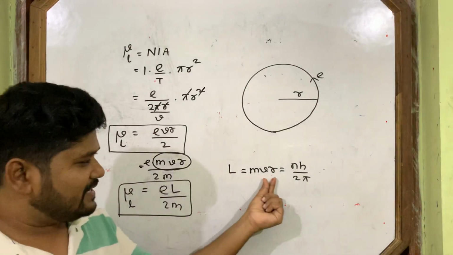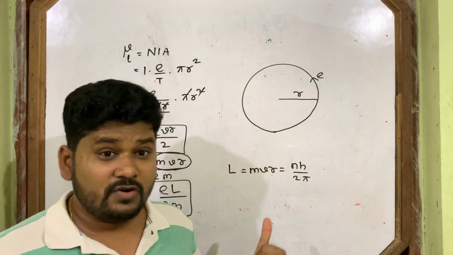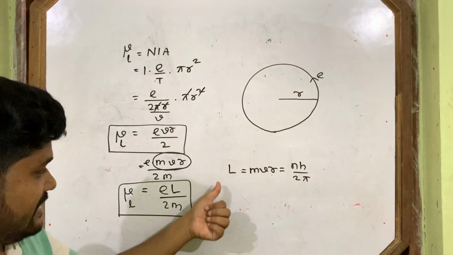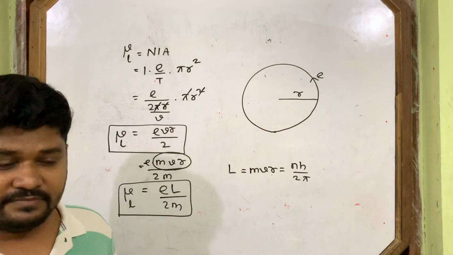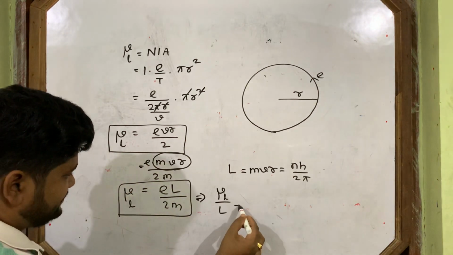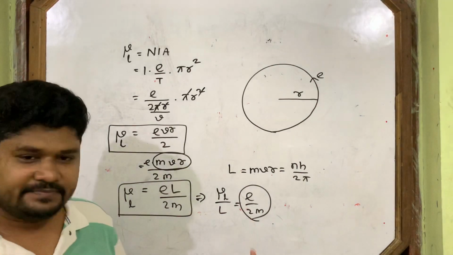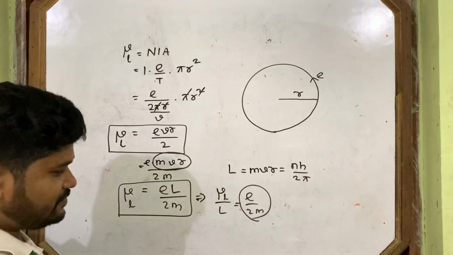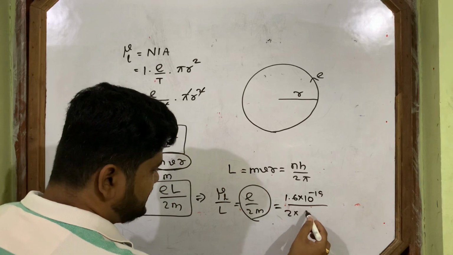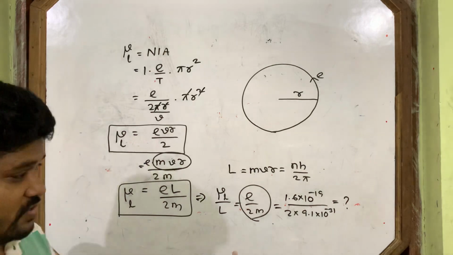Mu L is the orbital magnetic moment, and L is the angular momentum. So from this we can get one formula: mu L by L equals e by 2m. It's a constant. The e value you can put: charge of electron 1.6 into 10 power minus 19, then m is 9.1 into 10 power minus 31 kg. Then you will get a value, which is a constant.